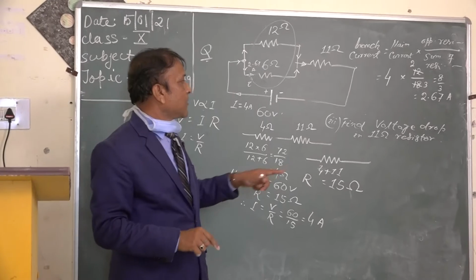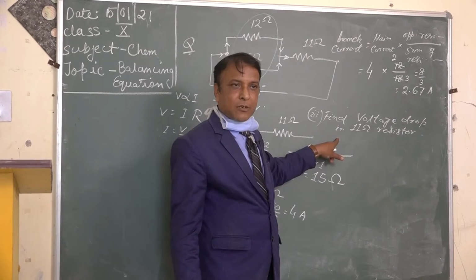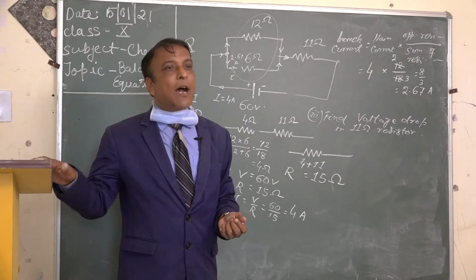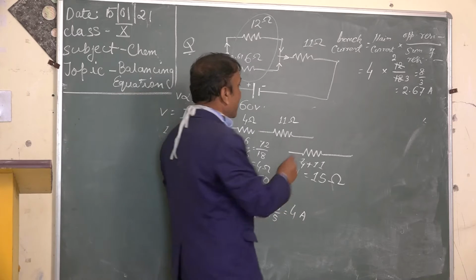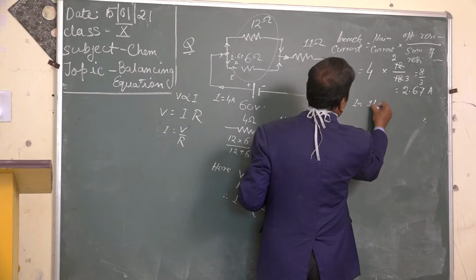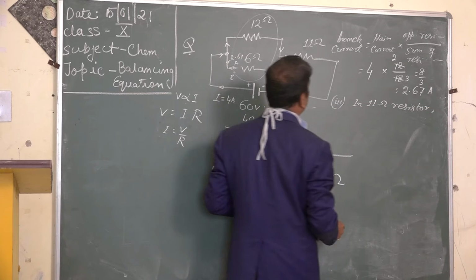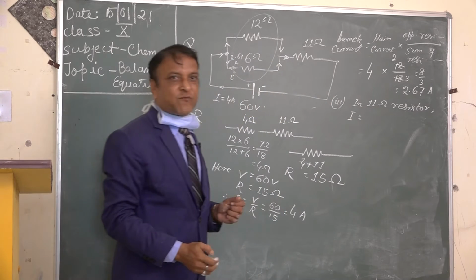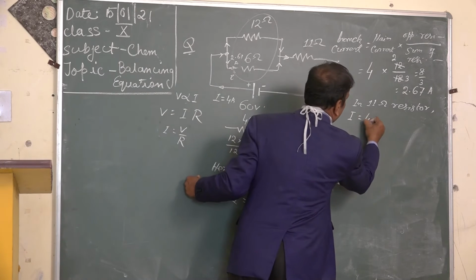Now come to the third point. Find the voltage drop in the 11 ohm resistor. Same formula, V is equal to I into R. Okay, third bit, I am finding the answer. In the 11 ohm resistor, what is the current value? What amount of current is flowing through the 11? 4 ampere, very good. So it is 4 ampere.